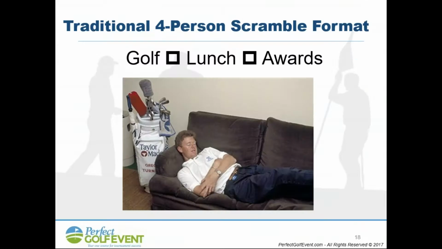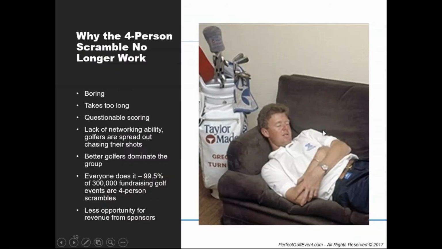Okay, now let's get into the format. Traditional 4-person scramble. Our philosophy is it's getting boring. It takes too long. You're out there for 5 to 6 hours. There's always some team we call being pencil whipped. There's always some team that comes in at 26 under where everybody's 18 or 19 under, and you wonder how that happened. People are spread out all over the course.